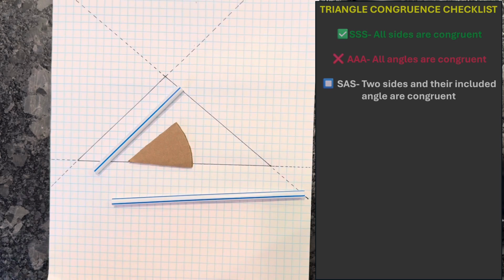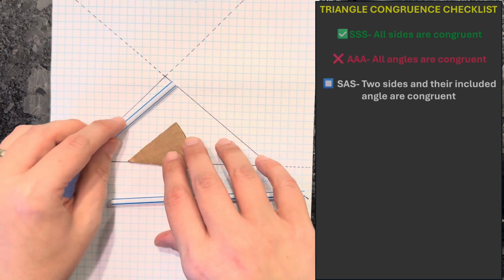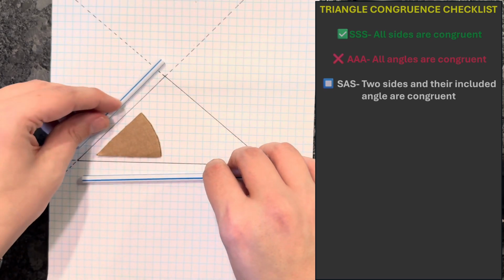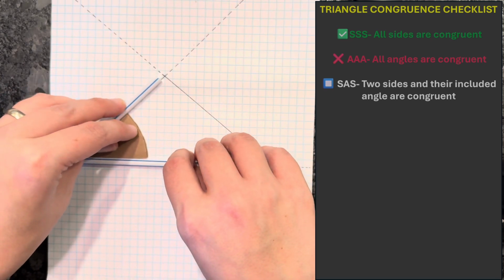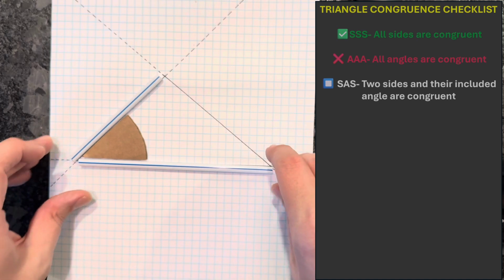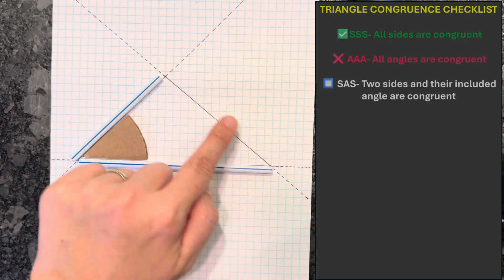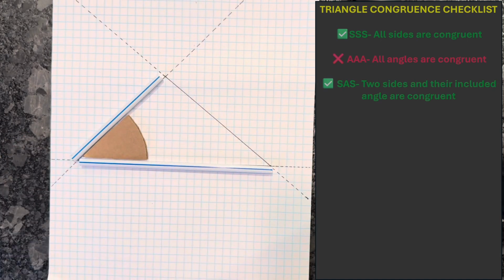For SAS, we're given 2 sides and the included angle between them. When I place these 2 sides with the given angle, there is only one possible way to complete the triangle. The third side must fall into place exactly as expected. This is why SAS always creates a unique, congruent triangle.